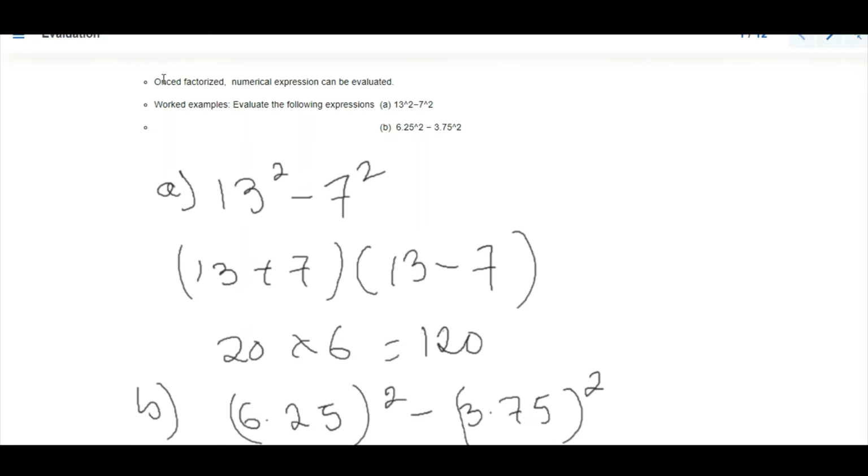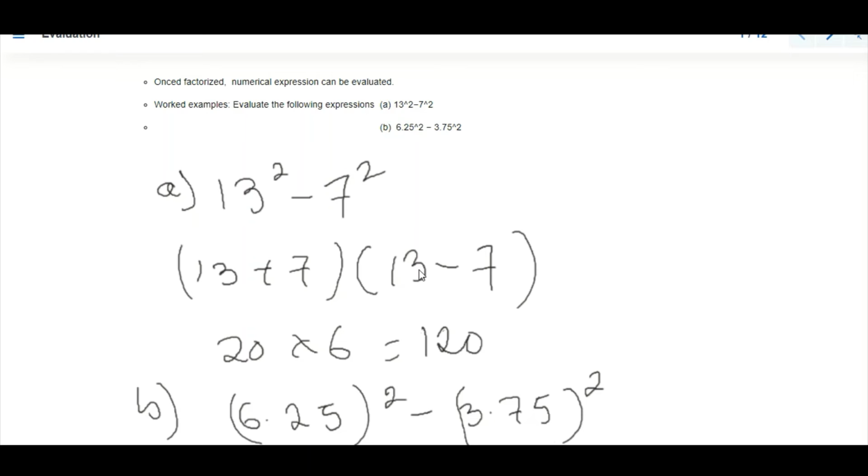Now, once factorized, a numerical expression can be evaluated. We have an example here, just an illustration to show how we can go about factorization under algebraic fraction. Let's look at an example. We have 13 squared minus 7 squared. How can we go about it? We split the expression into two different values, so that when you multiply them together we get this expression, and when we add together we get this expression.